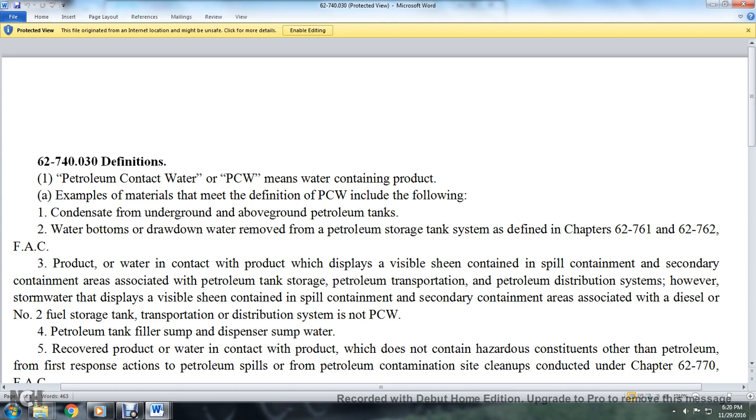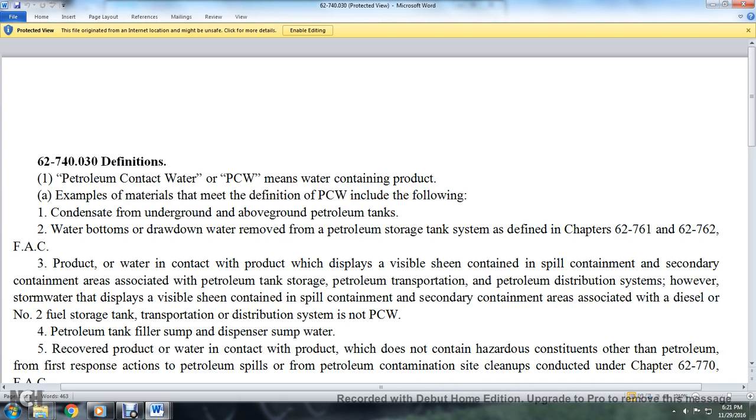Condensate from underground and above ground petroleum tanks, water drawn down with water removed from the petroleum storage tank system defined in Chapters 62-761 and 62-762, Florida Administrative Code, and product with water in contact with the product which displays a visible sheen contained within spill containment or secondary containment in the areas associated with the petroleum tank and storage, petroleum transportation, and petroleum distribution system. However, stored water that displays visible sheen contained within spill containment or secondary containment associated with a diesel or number two fuel storage tank and transportation distribution system is not petroleum contact water.